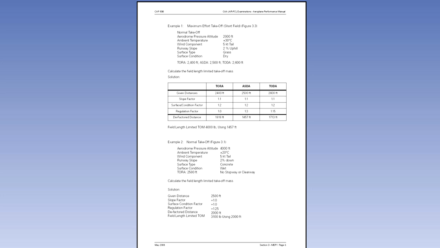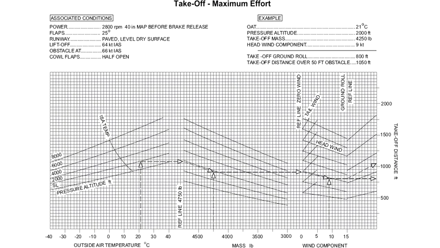The remaining pages in the multi-engine takeoff section of CAP 698 are the takeoff distance graphs themselves, and various examples on actually how to calculate the takeoff distance or maximum permissible mass for takeoff. There are also some graphs for calculating the accelerate stop distance required.